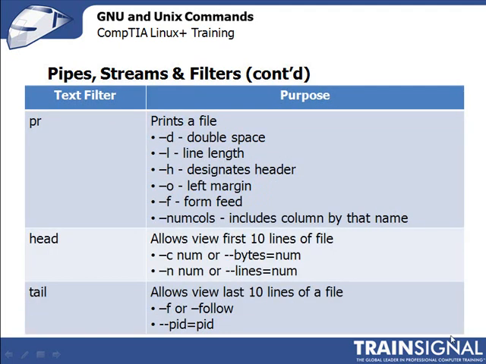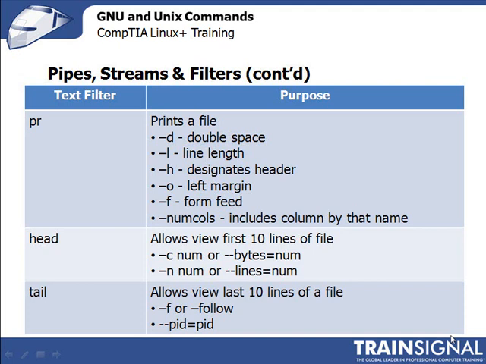The pr filter is used to print a file, and it has several options as well. -d for double space, -l for line length, -h to designate a header, -o for the left margin, -f for form feed, and -numcols includes a column by that name.